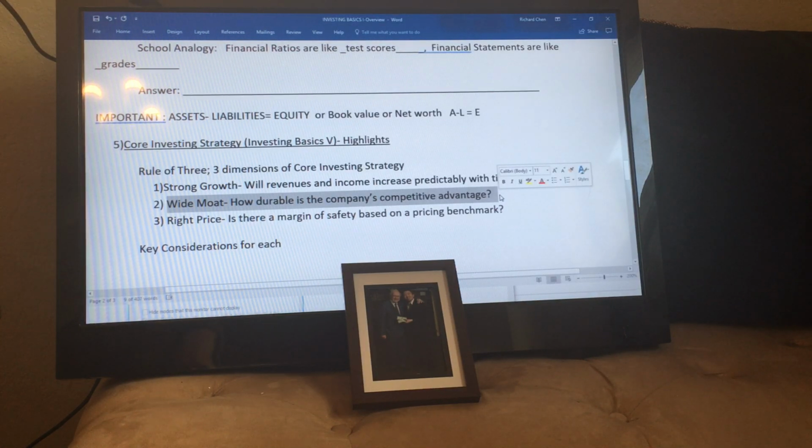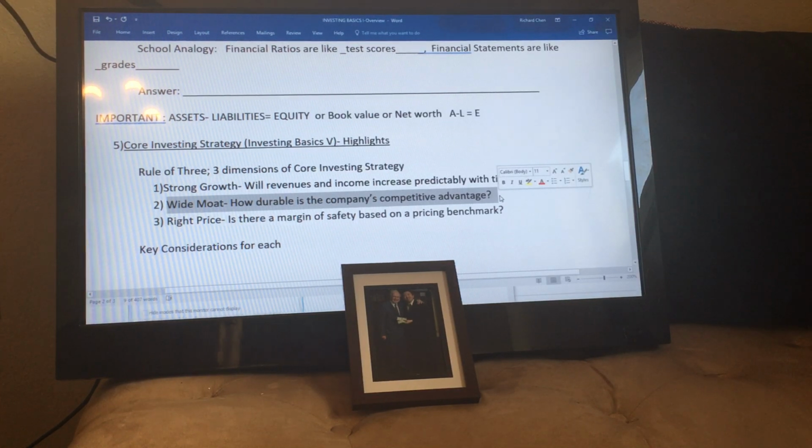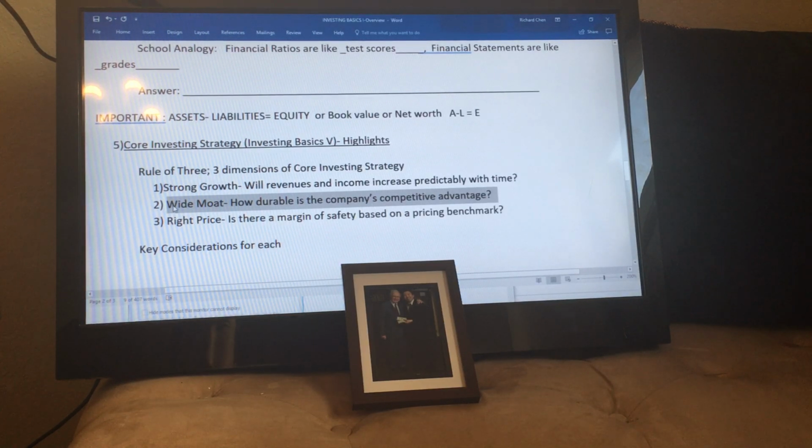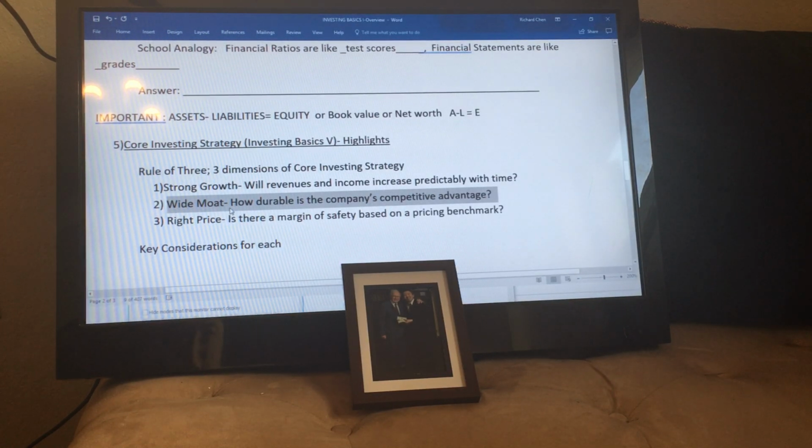This concept, this idea is, yes, a company can grow, but will it be able to protect its ability to generate increasing revenue? So that's a little bit different, because you can say the first part is offense, right? And the second is defense, right? The concept of a moat, and the key question is how durable, and every word here is important, how durable is the company's competitive advantage? So maybe we should define that first.